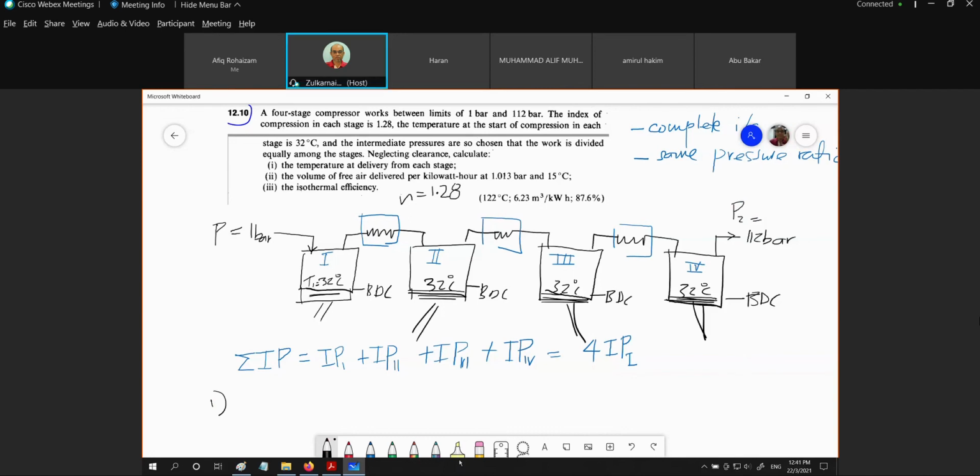Is there anything in this question stating that the induction and the free air condition are different? There isn't, sir. So we assume P equal to P1, T equal to T1. Okay? Right. So now question 1 wants what T?